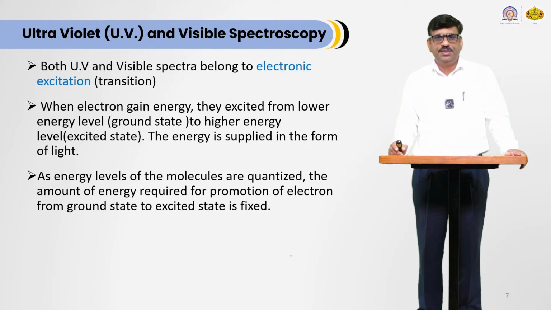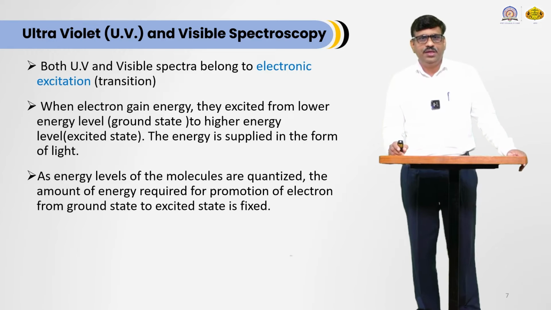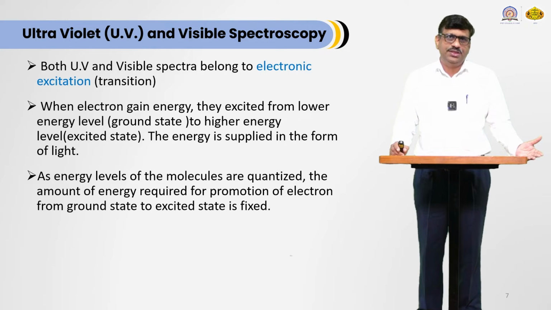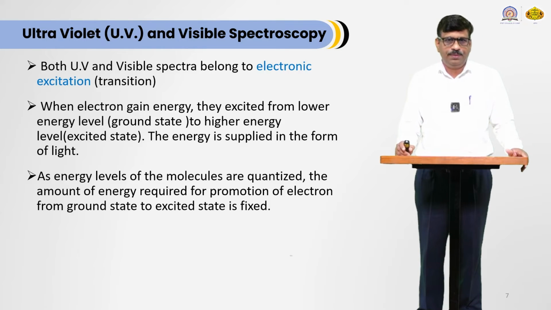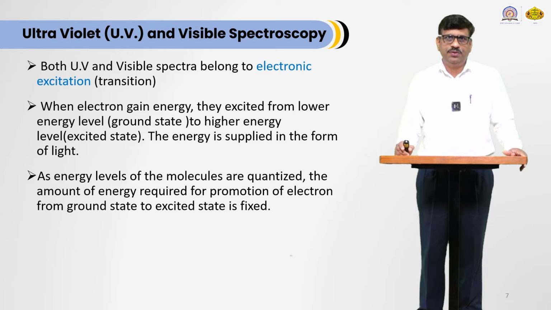Both UV and visible spectra are based on electronic excitation. When electrons gain energy, they are excited from lower energy level to higher energy level. The energy is supplied in the form of light. As energy levels of molecules are quantized, the amount of energy required for promotion of electron from lower energy level to higher energy level is fixed.